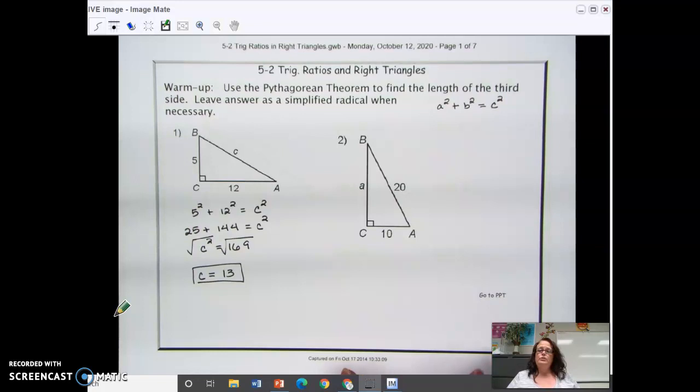All right, so see what you can do with number 2. Pause the video and see how far you can get.